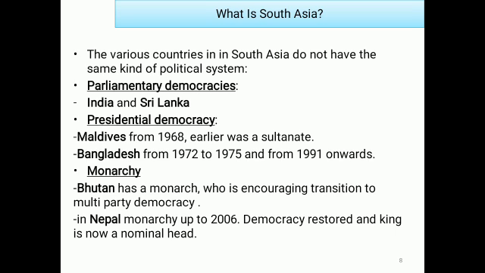Then comes the next type of political system, monarchy. Bhutan has a monarch who is encouraging transition to multi-party democracy. Understood? And in Nepal, monarchy up to 2006. Democracy restored and the king is now a nominal head. All these we are going to do in detail also.